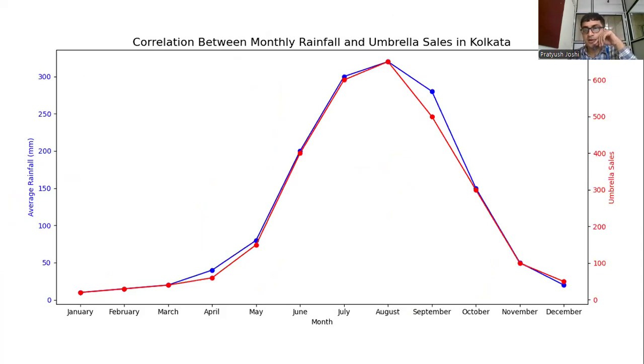So in this particular graph, we can see that the red color shows umbrella sales and the blue color shows average rainfall. These are moving together. As blue increases, red also increases, and as blue tends to decrease, red also tends to decrease. These two variables are moving together. And when variables move together in the same direction, we say that the correlation is a positive correlation.